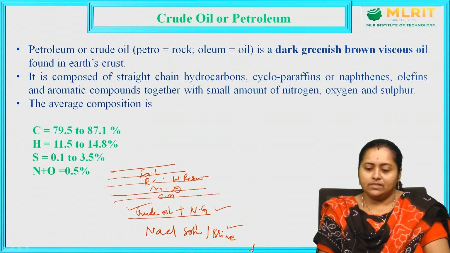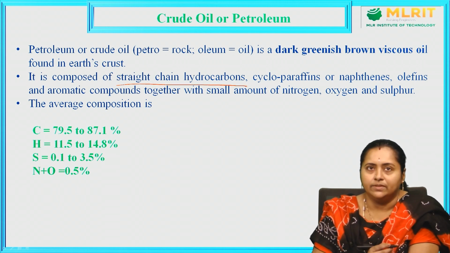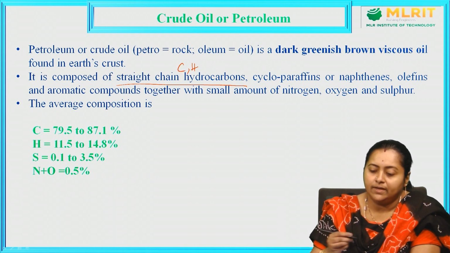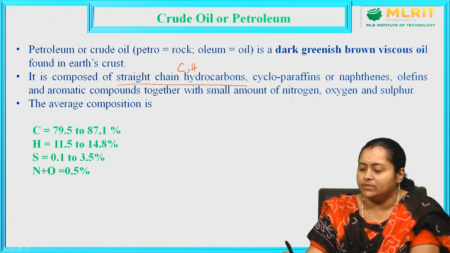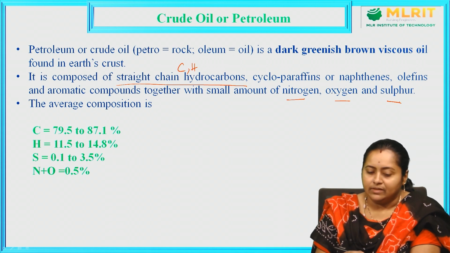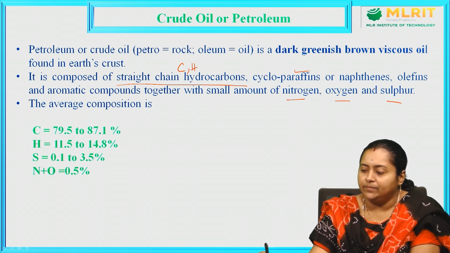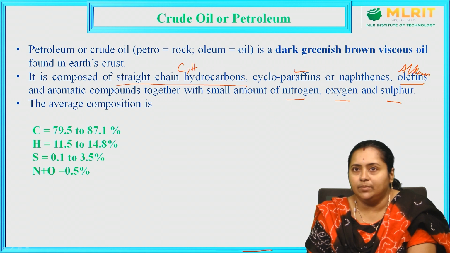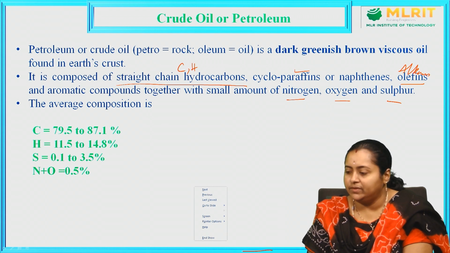Crude oil or petroleum is composed of straight chain hydrocarbons. Hydrocarbons contain only carbon and hydrogen. Sometimes very small trace elements are present, those of nitrogen, oxygen and sulfur. Its chemical composition generally has straight chain hydrocarbons, then cycloparaffins, and then olefins. Olefins are nothing but alkenes, which have double bonds. A double bond is present between two or more carbons. We can expect a double bond between different carbon atoms.